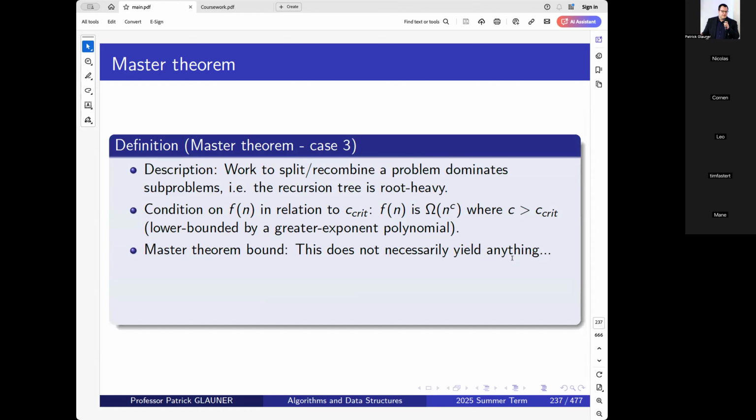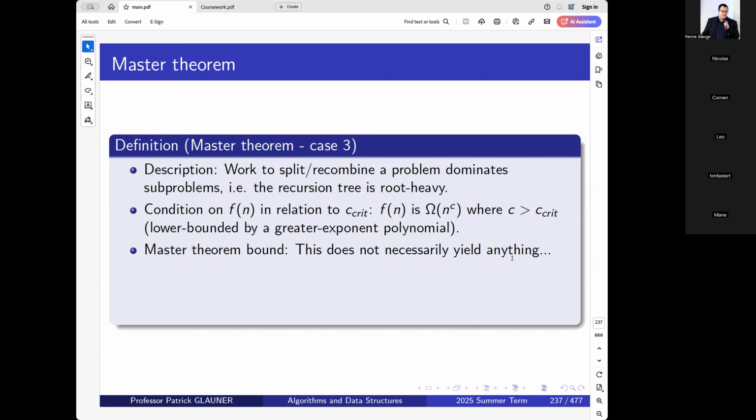Now, we've looked at two cases. Case 2 is where the work for splitting and recombining is comparable to the work done in the subproblems. We've seen case 1, where most of the work is done in the subproblems, not the splitting and recombining.